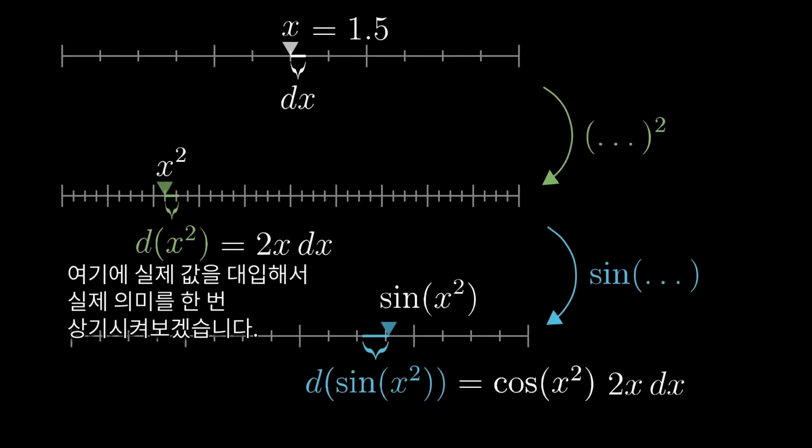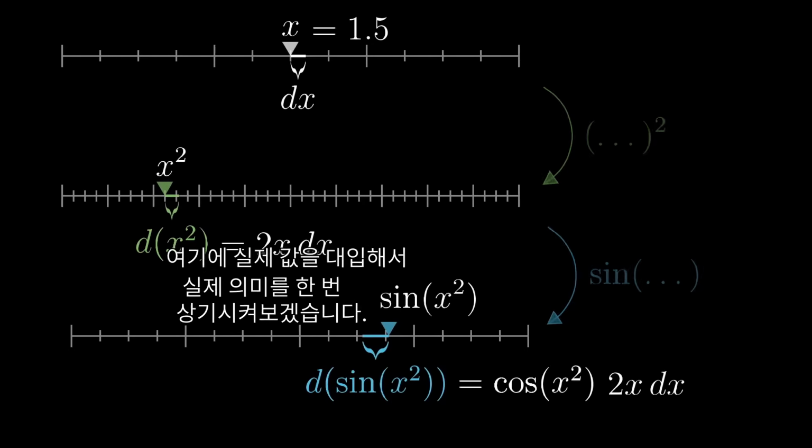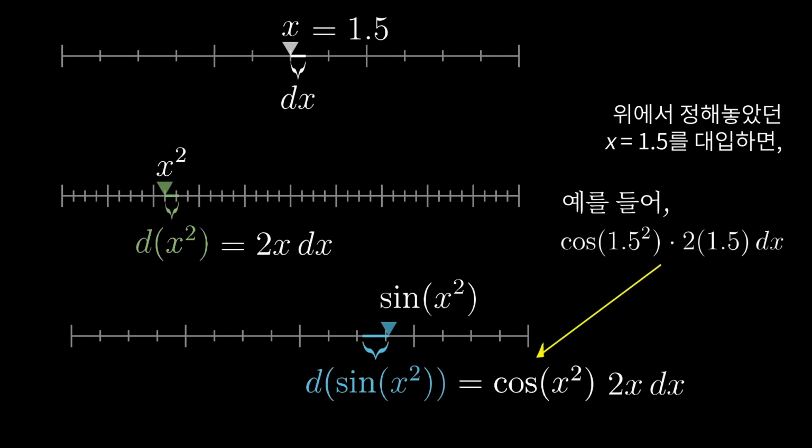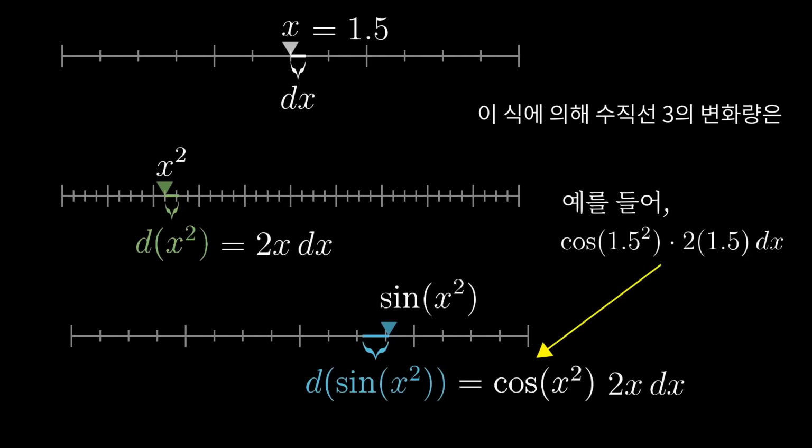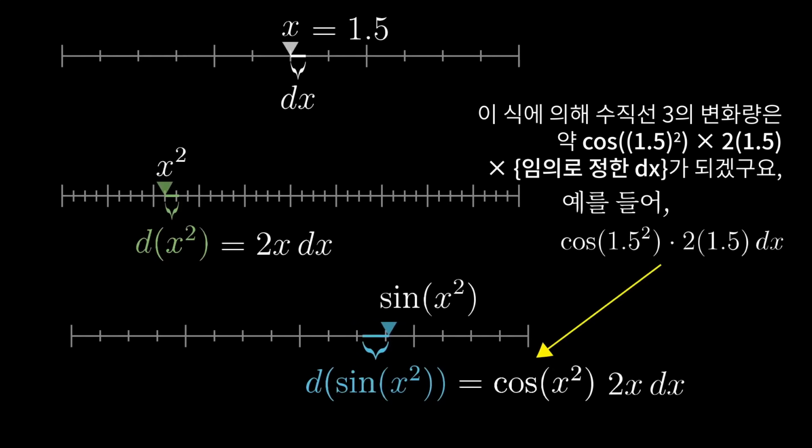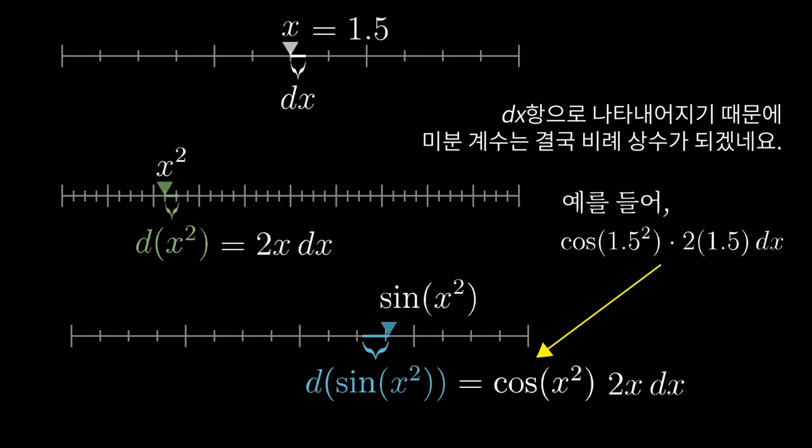And it's always a good habit to remind yourself of what an expression like this actually means. In this case, where we started at x equals 1.5 up top, this whole expression is telling us that the size of the nudge on that third line is going to be about cosine of 1.5 squared times 2 times 1.5 times whatever the size of dx was. It's proportional to the size of dx, and this derivative is giving us that proportionality constant.